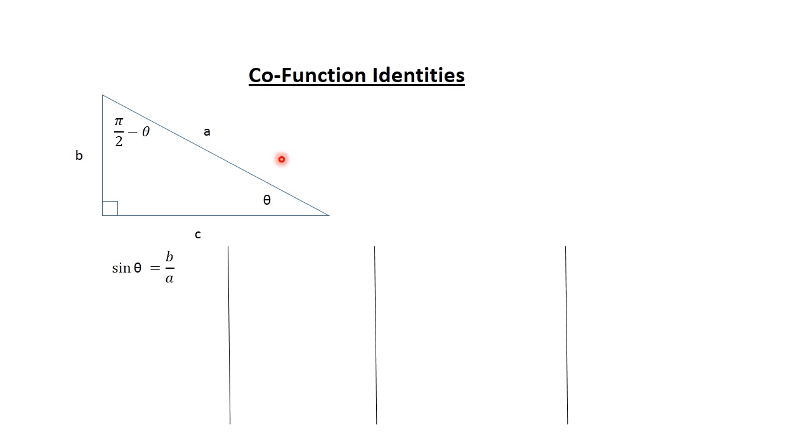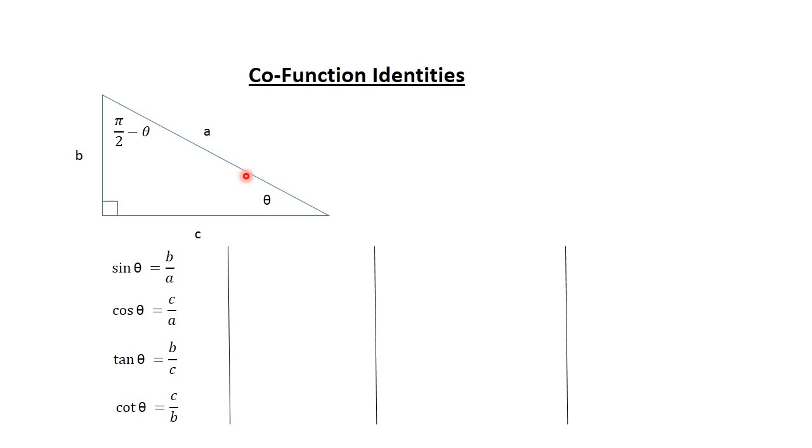So sine of theta is obviously equal to opposite over hypotenuse, so b over a. Cosine of theta is equal to c over a, so adjacent over hypotenuse. Tangent of theta is equal to opposite over adjacent, which is b over c. And the cotangent is just the reverse of that. Just remember that cotangent is simply the inverse of tangent. So if one is b over c, the other one is c over b.